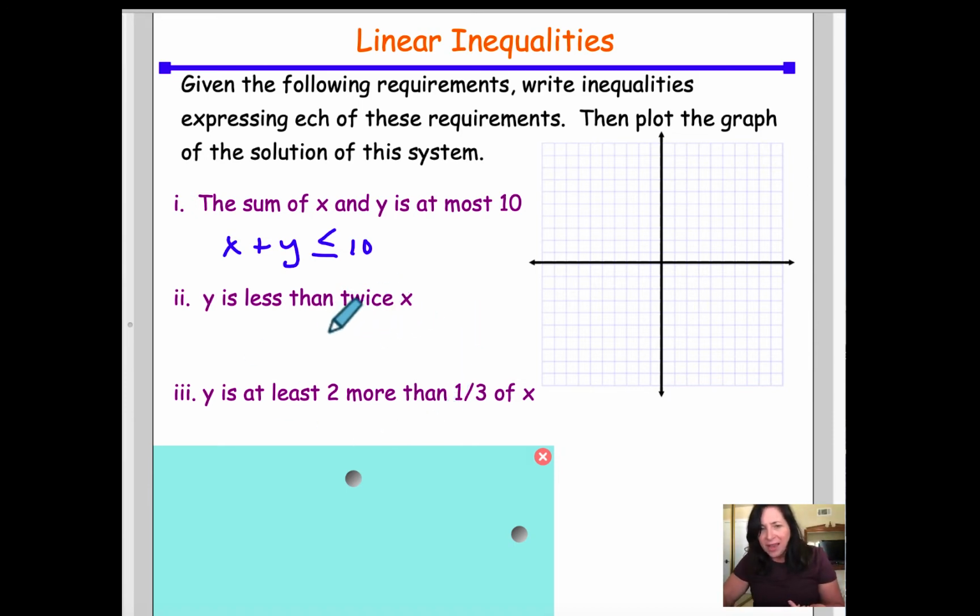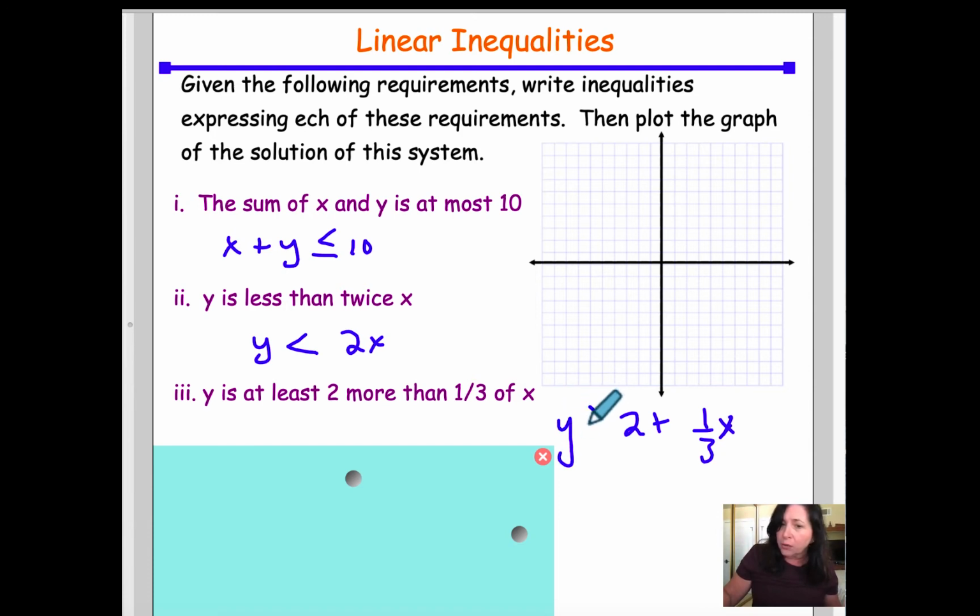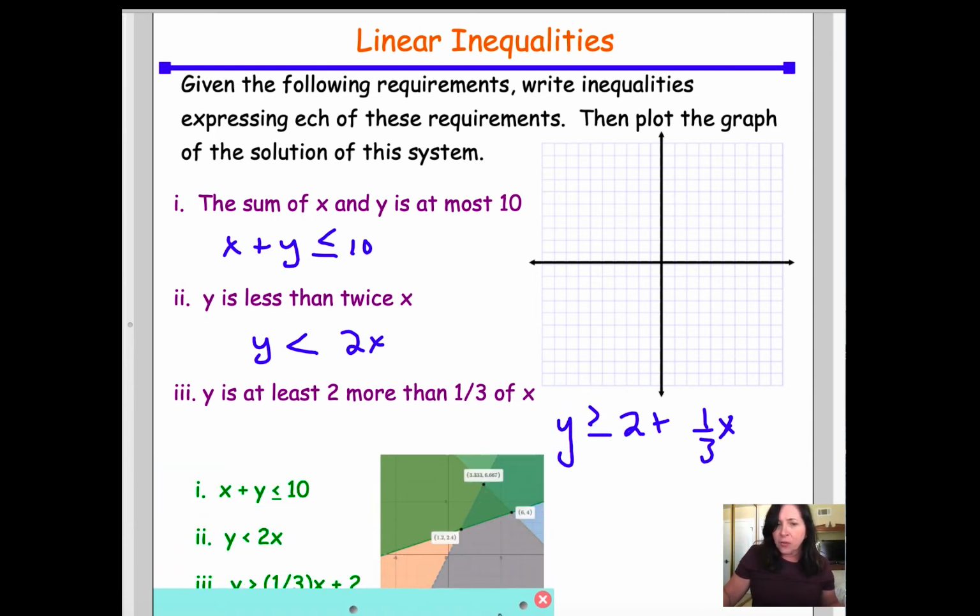y is less than twice x. So y is less than twice x. And then the last one is y is at least. So it could be more. At least 2 more than 1/3 of x. So 2 more than 1/3 of x. So, and it's y is at least. So that means that it's either equal to or greater than. And so we have those values. And that's it for that.